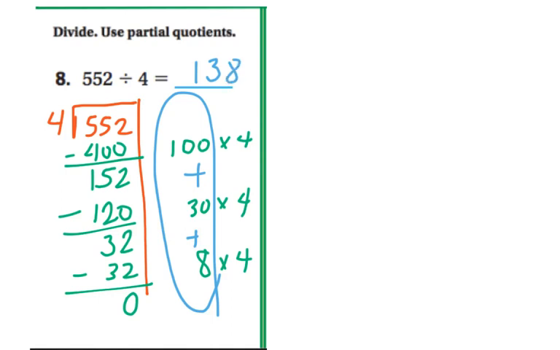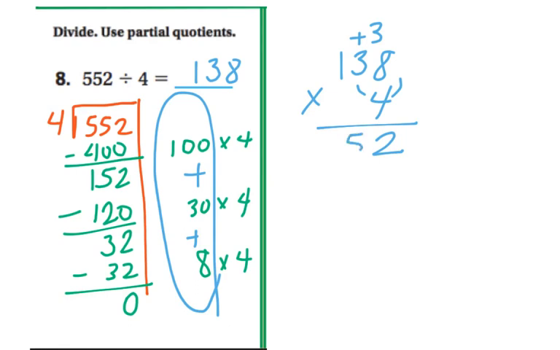138. Now I can check my answer by taking 138 and multiplying it by 4, and I expect to see my answer as 552. 8 times 4 would be 32. Carry my 3. 3 times 4 would be 12, plus 3 would be 15. Carry my 1. 1 times 4 is 4, plus 1 would be 5. So I got 552. So that is also correct.